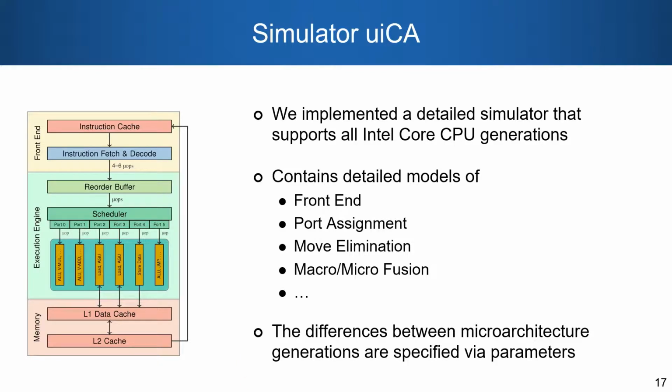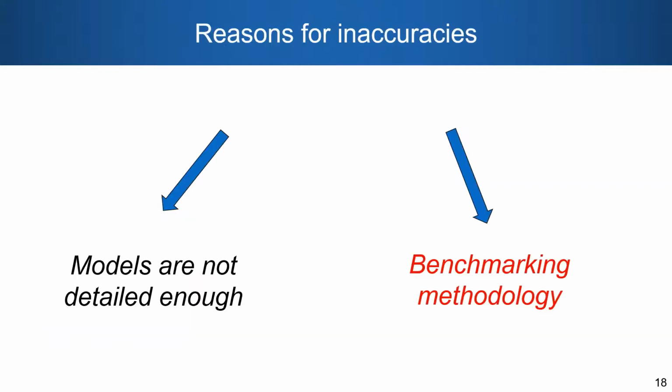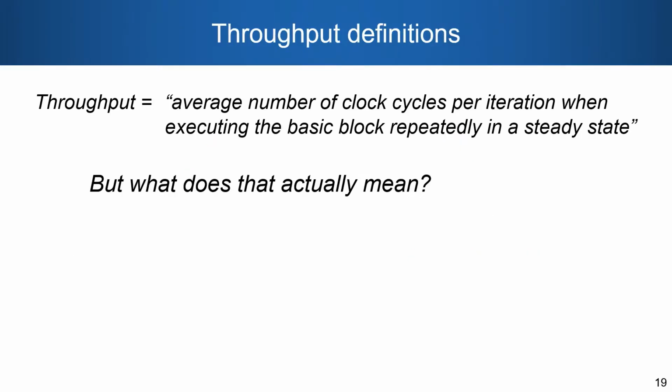Now, before we evaluate our simulator, let's look at the second reason for inaccurate predictions that, as we mentioned earlier in the talk, has to do with the benchmarking methodology that was used for creating the BHive set. For this, let's first take a closer look at what throughput actually means. Throughput is commonly defined as the average number of clock cycles per iteration when executing the basic block repeatedly in a steady state. But what does it actually mean to execute a basic block repeatedly?